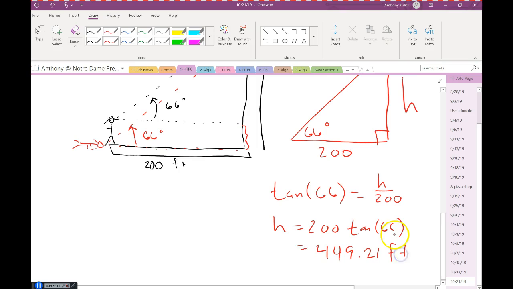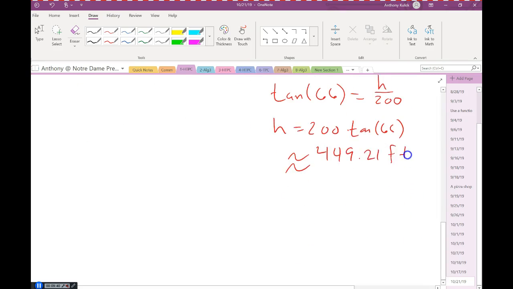449.21 feet, approximately. If you get a nonsense answer, what is likely the problem? You're in the wrong mode. What mode should I be in to do this problem? Degree mode. Does everybody feel okay about what we did there? That's no big deal, right?